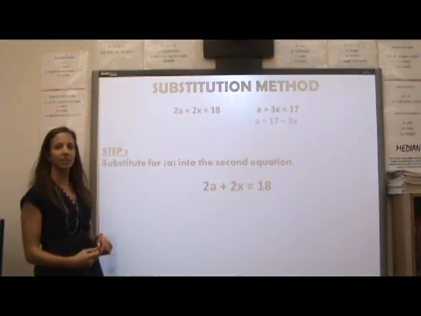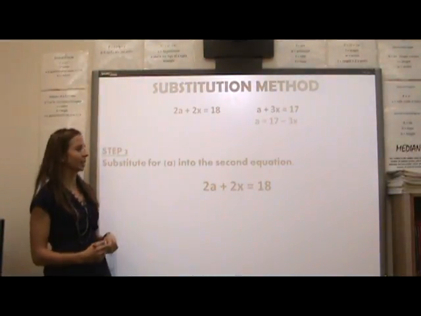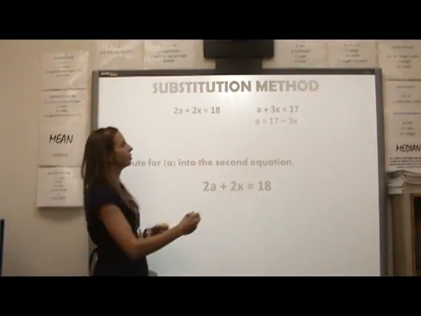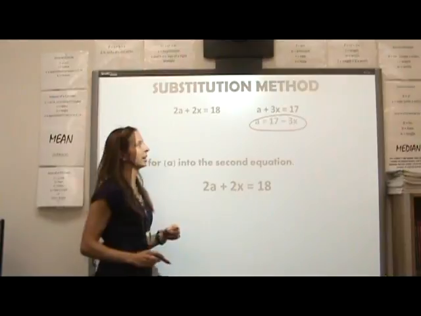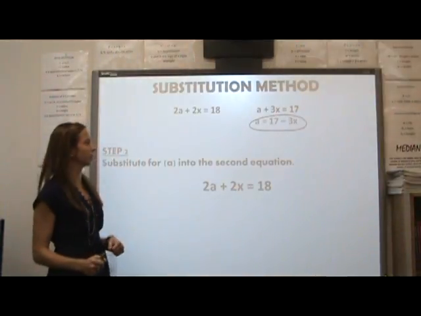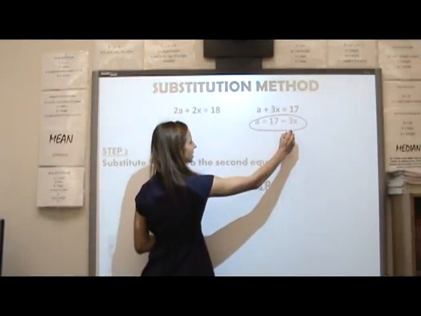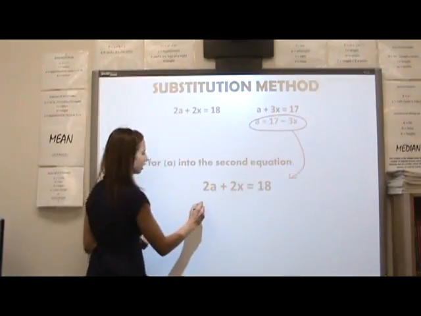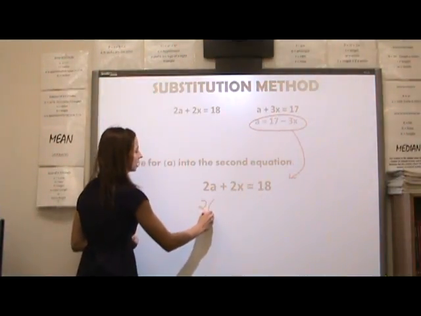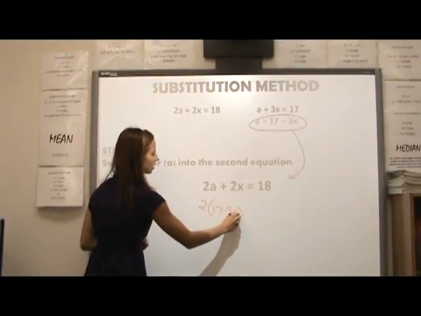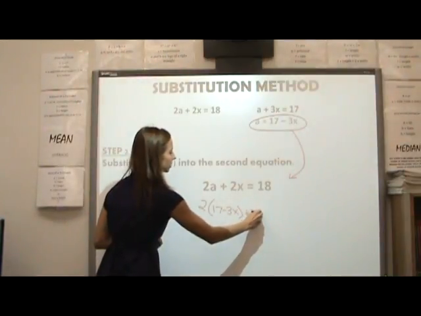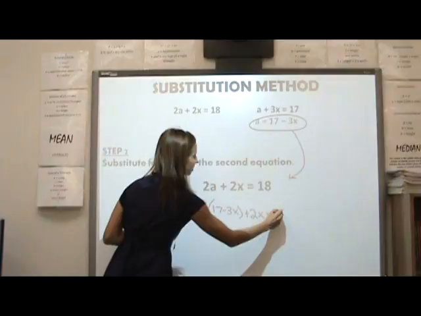Step 2 is we're going to substitute for A into the second equation. As you can see, we just solved for A. We know that A is equal to 17 minus 3x. So we're going to take this and bring it down here now. So 2 times 17 minus 3x plus 2x equals 18.